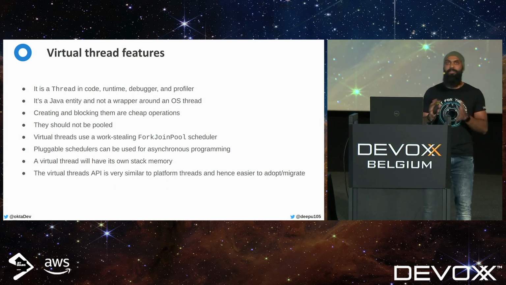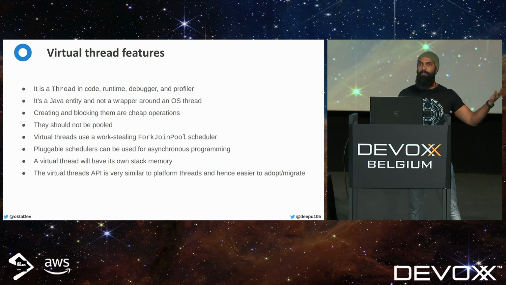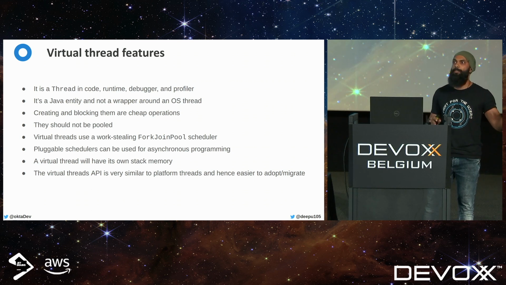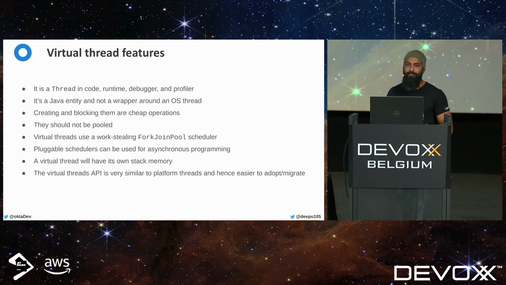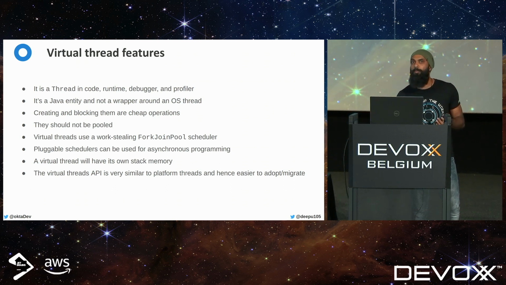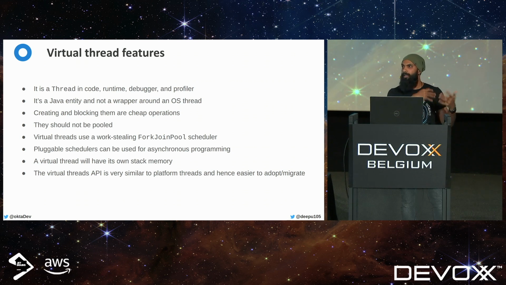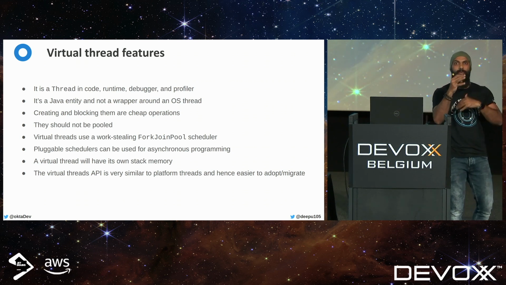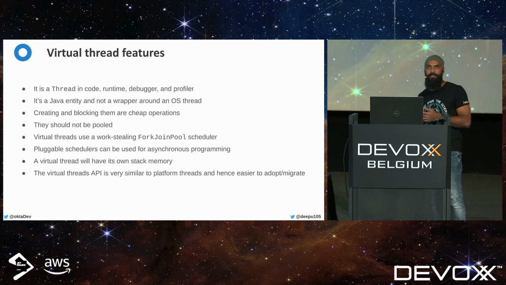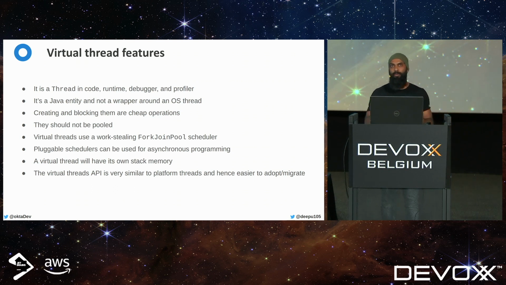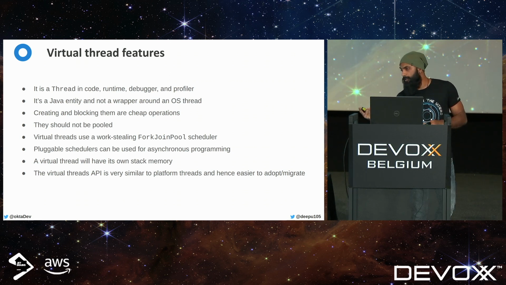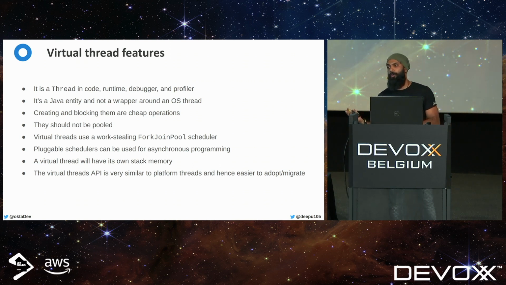Creating and blocking them are extremely cheap operations, whereas creating a platform thread is an expensive operation in memory and computation. So virtual threads should not be pooled, because there is no purpose in pooling them. The only reason we create thread pools is to work around the throughput limitations, right? With virtual threads, we don't have that. So you don't have to pool them, and you shouldn't be pooling them, because it would defeat the purpose. Virtual threads by default use the ForkJoinPool work-stealing scheduler, I think.